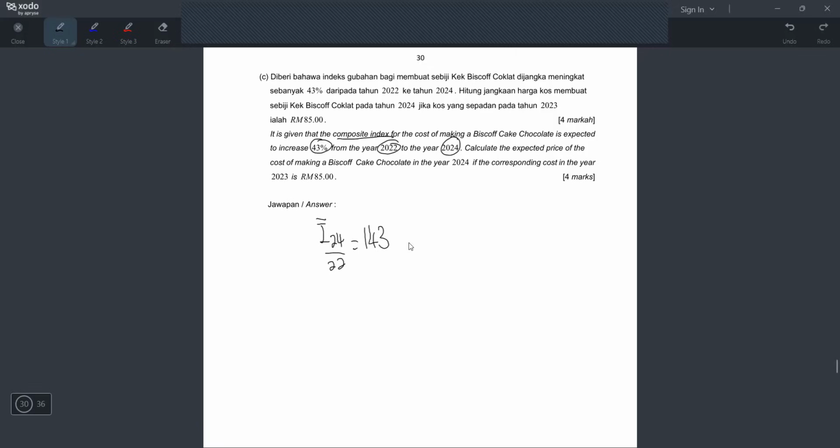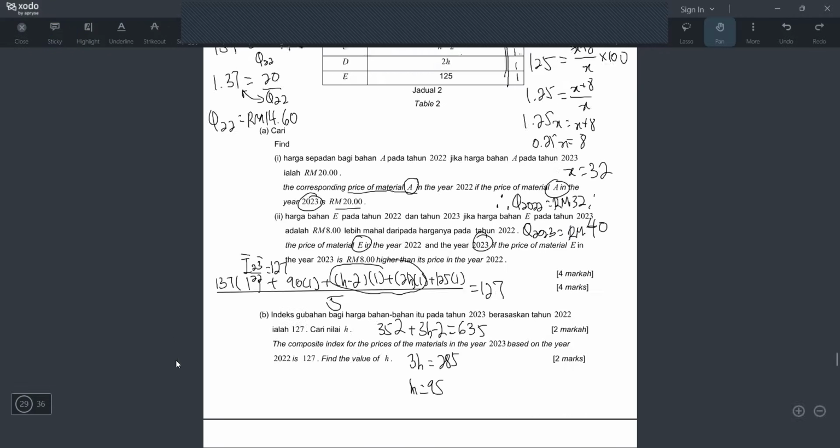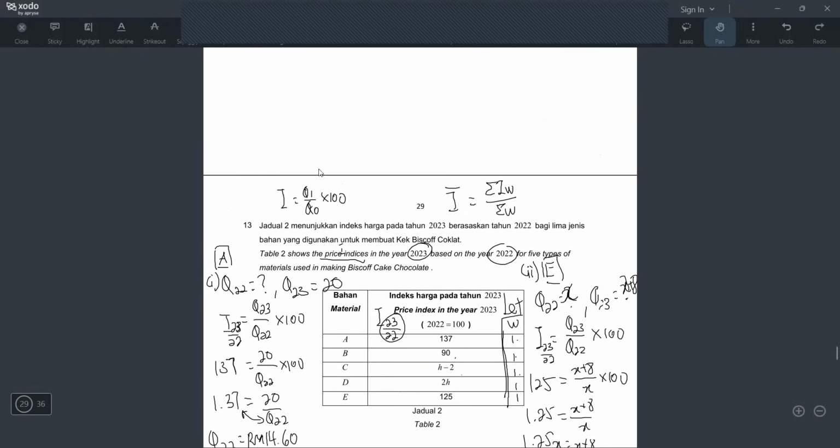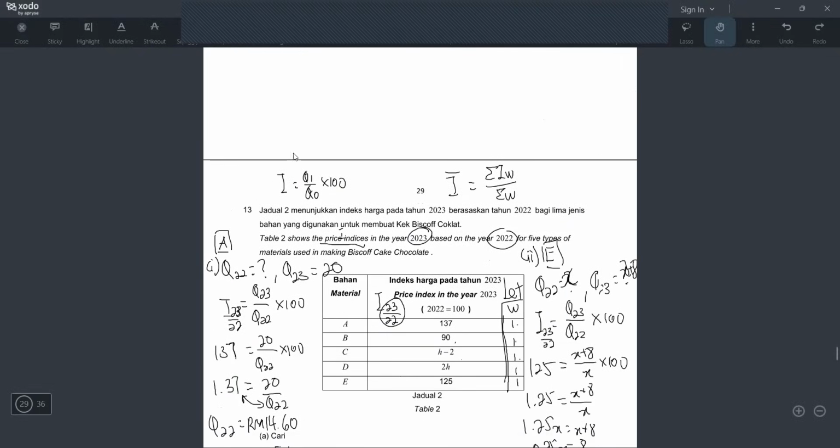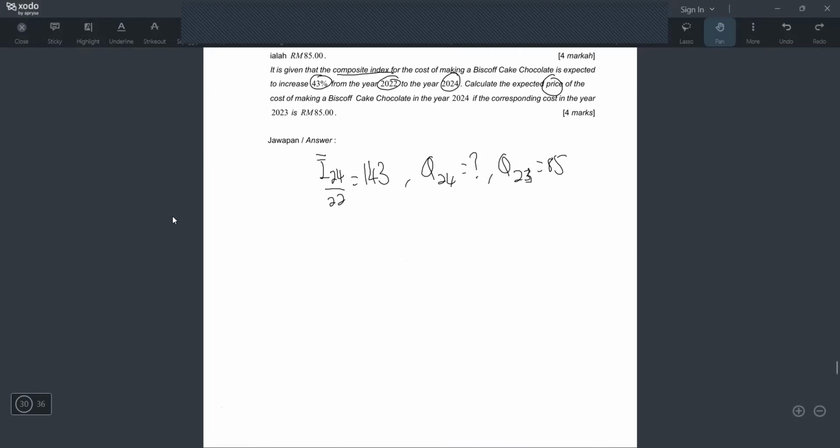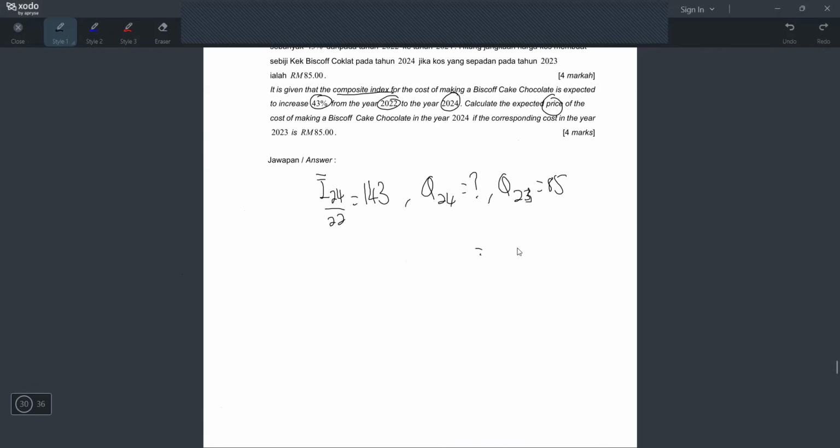Calculate the expected price. It means I'm finding the Q, the price, for the cost of making biscuit in the year 2024. So I want to calculate the price in 2024, if the corresponding cost in 2023 is equal to 85. Okay, do you remember what I told you just now? When the question asks you to find price, confirm you'll be using this formula. The first formula, I equals Q1 over Q0 times 100. But you cannot use this formula first, all right? Let me show you what happens if you use this formula. I equals Q1 over Q0 times 100. Obviously, the Q24 has to be on top and Q23 at the bottom. Always the latest year on top, okay?